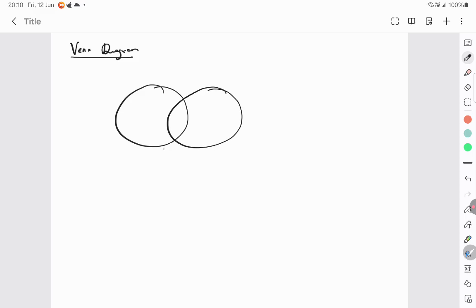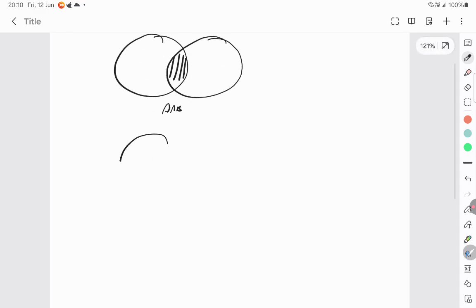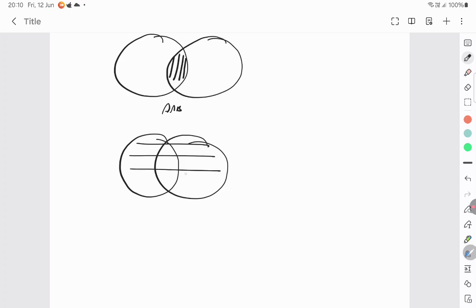So in sets, let's talk about Venn diagram and how to arrive at various formulas using Venn diagram. This is set A and this is set B. What is A intersection B? Common between A and B is just this portion. What is A union B? A union B is this whole shaded portion of A and B together.